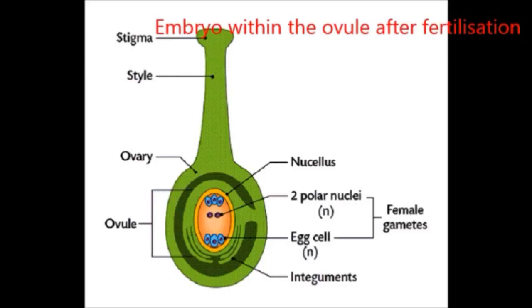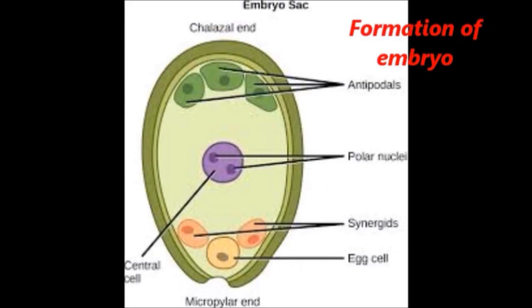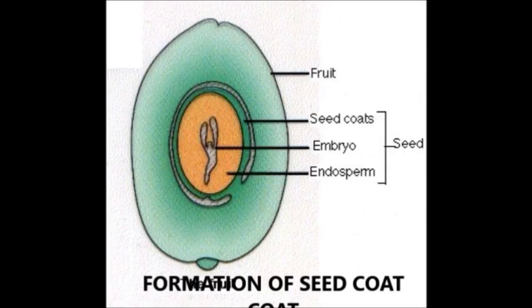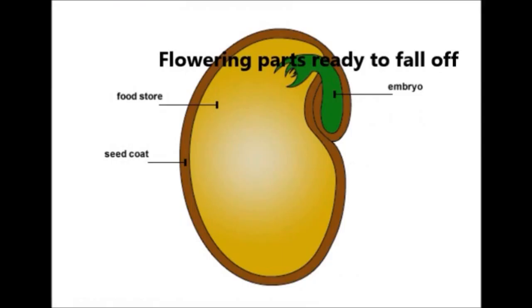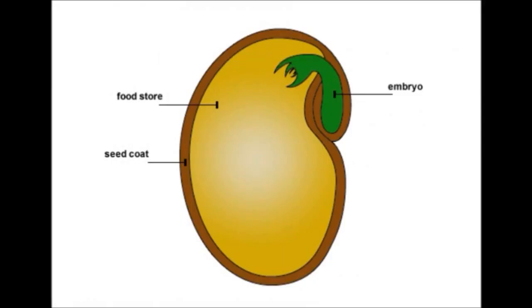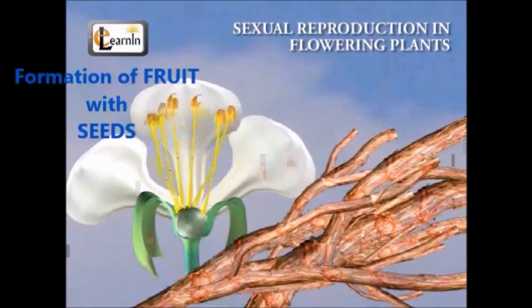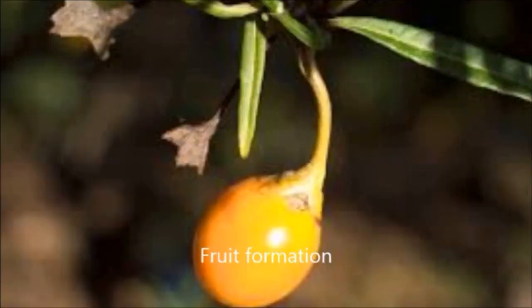After fertilization, the zygote divides several times to form an embryo within the ovule. The ovule develops a tough coat and is gradually converted into a seed. The ovary grows rapidly and ripens to form a fruit. Meanwhile, the petals, sepals, stamens, style and stigma may shrivel and fall off. This is the reason why at times flower parts still persist in a fruit.